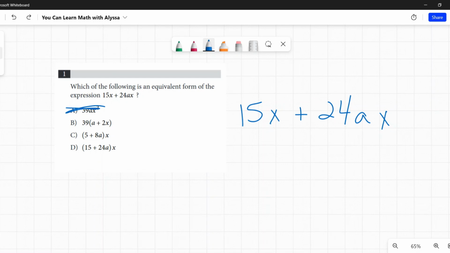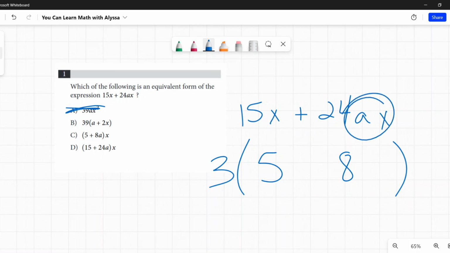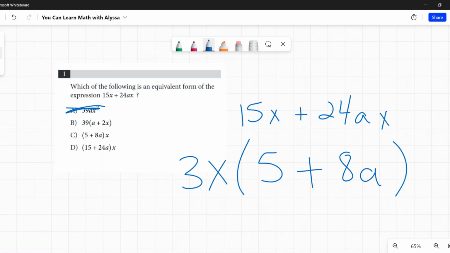So for the numbers, I go, well, 3 goes into both 15 and 24. So one option is I could take out 3, and that would leave, when I divide 15 by 3, I get 5. When I divide 24 by 3, I get 8. Now, amongst the variables, if there were an a attached to both of them, I could pull out an a, but there isn't. There's only an a on this second one, so the a has to stay behind. Now, the x's, there is an x on both of them, so I can pull out an x. In fact, I'm going to scoot this 3 over a little bit, and I'm going to pull out that x. And so there's no x's left behind. I just have my 3x times 5 plus 8a.